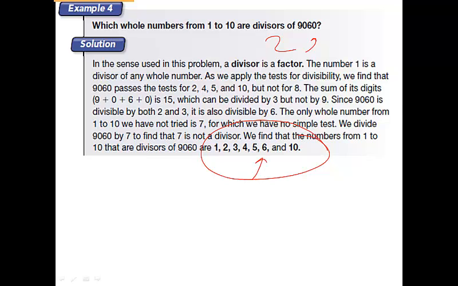So the only number from 1 to 10 we have not tried is 7. And there's no simple rule for 7. You just have to do it. And 7 doesn't work. So our answer to which whole numbers from 1 to 10 are divisors of 9060 is 1, 2, 3, 4, 5, 6, and 10.